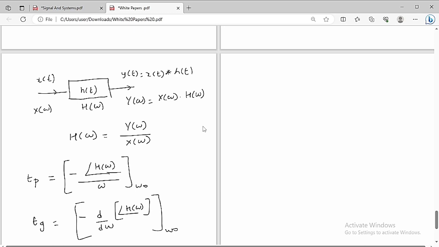So what is the phase delay of the system? Minus the phase angle of H of omega by omega, and the group delay of the system is minus d by d omega of the phase angle of H of omega. So if you remember this one, then it is easy to remember the other. Just d by d omega, that's it. Then everything is the same. Just d by d omega. Remember everything is the same. So this is for the phase delay of the system and this is for the group delay of the system.